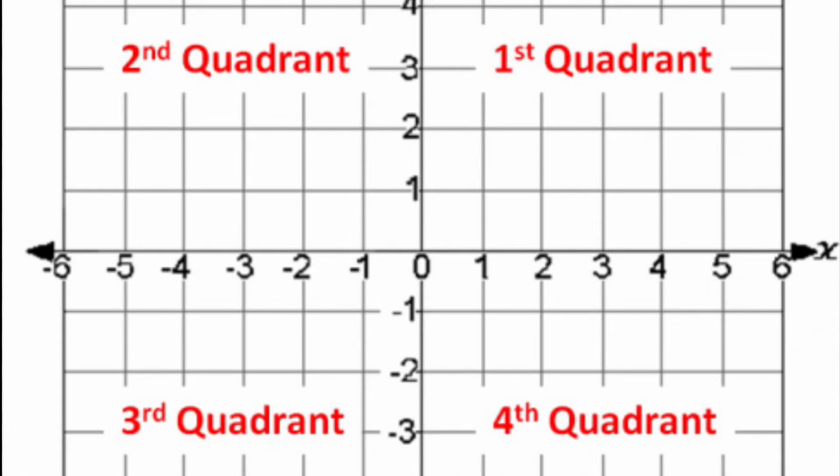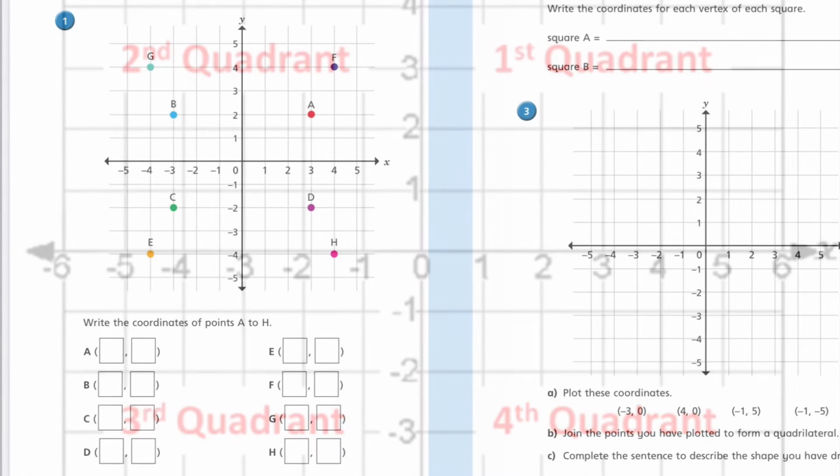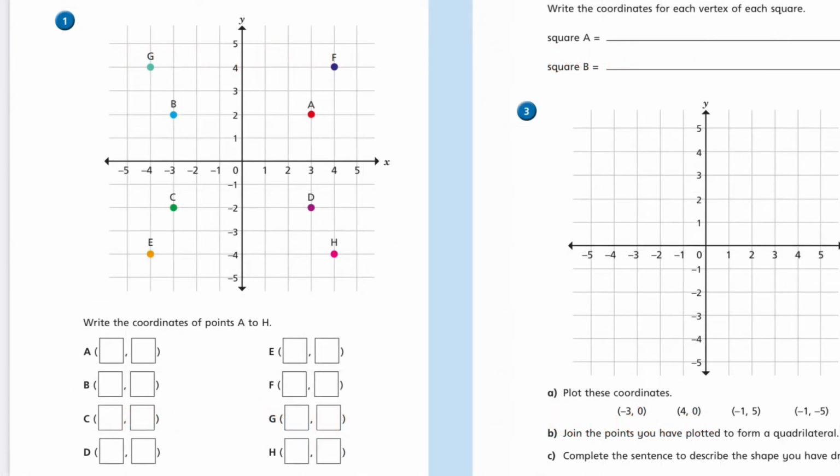If we look at question number 1, you'll see there are 8 little dots and they're all spread along all four quadrants on this X and Y grid. Can you see that? A and F are in the first quadrant. B and G are in the second quadrant. C and E are in the third quadrant. And D and H are in the fourth quadrant.